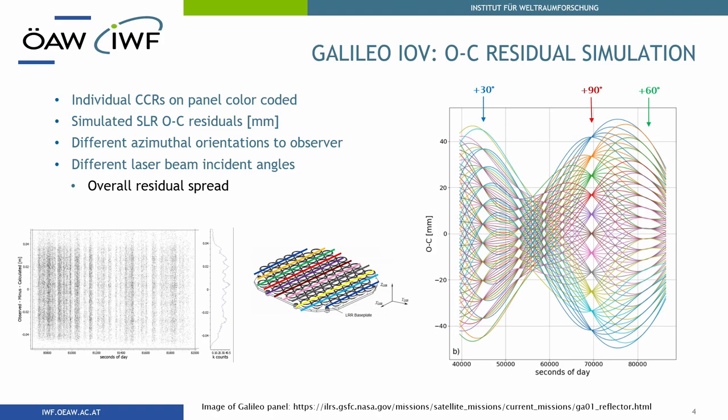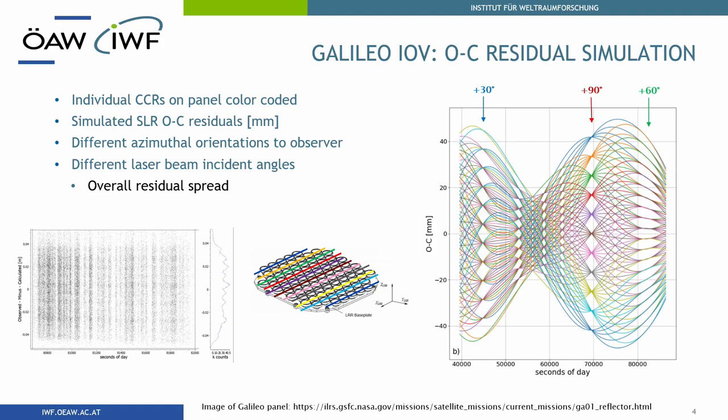And as I was speaking to the symmetry conditions relative to the observer, you see this is half of a path, half of a day simulation of SLR residuals. You see that there are certain conditions throughout the day where some retroreflectors are aligning at equal ranges. So in this case, you see that all blue retroreflectors are in the same range. This we are calling 90 degree symmetry conditions with respect to the observer.